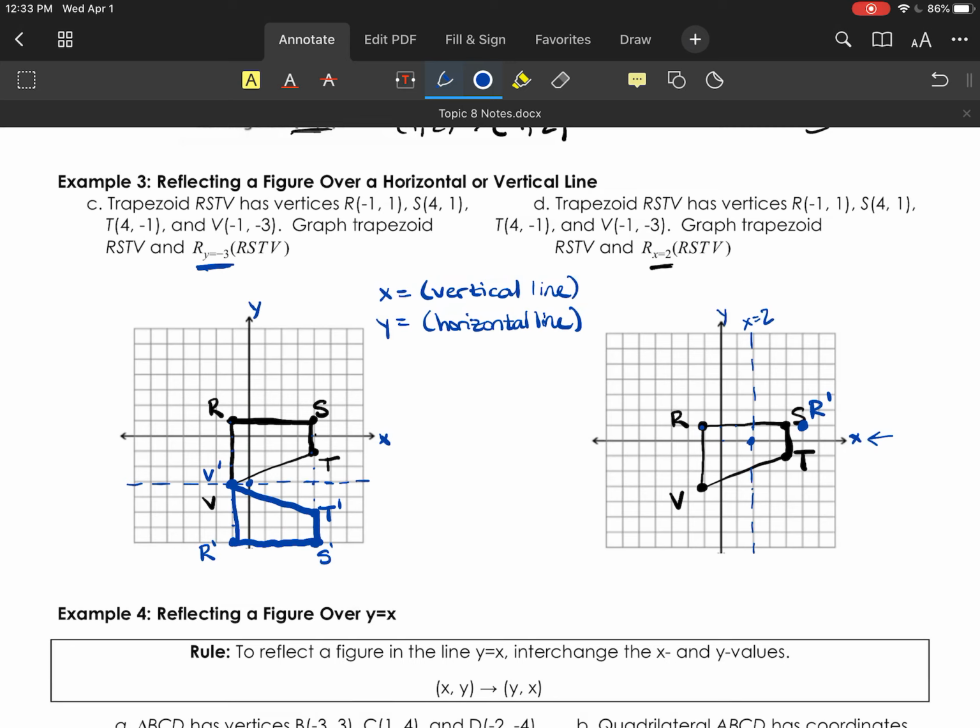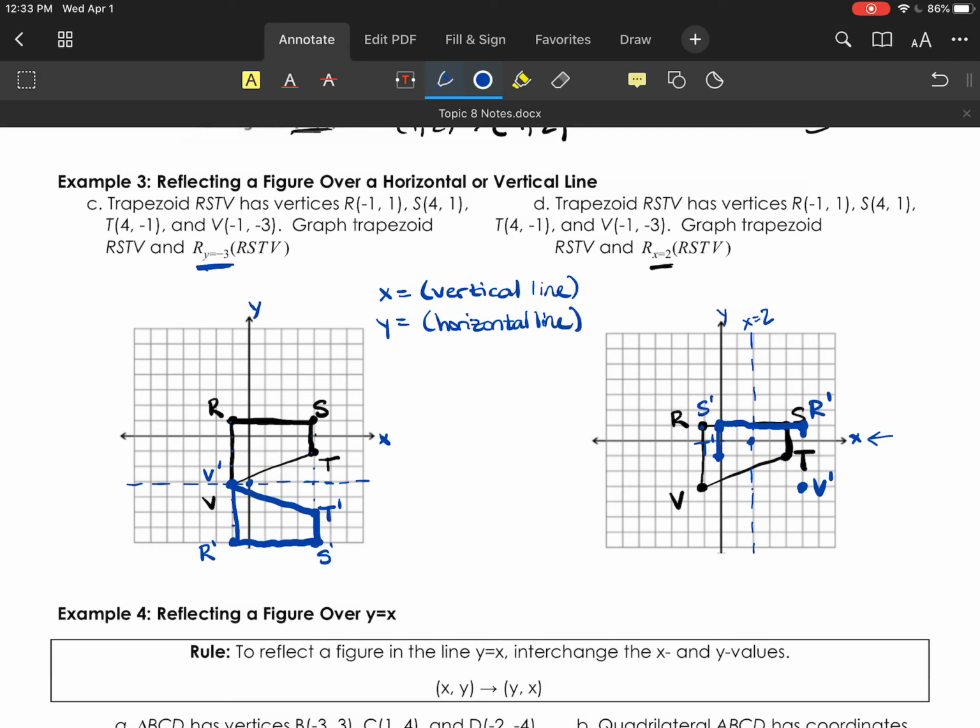V is also 3 units away, so I'm going to count 3 units in the other direction and label that V prime. Now S and T are on the right side, so I know their images are going to be on the left side. So S is 1, 2 units away. That means it's 2 units away on the other side. I'm going to label that S prime. Same with T. T's 2 units away. So my new version of T, the image of T, is over on the left side there.